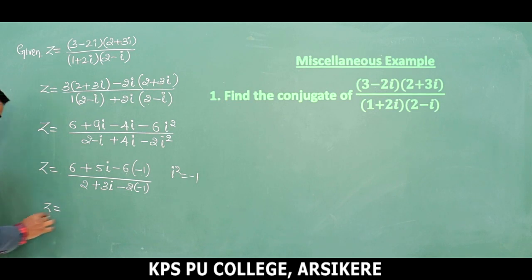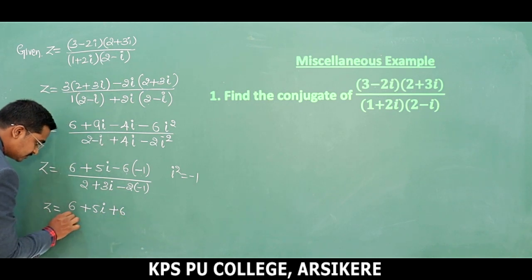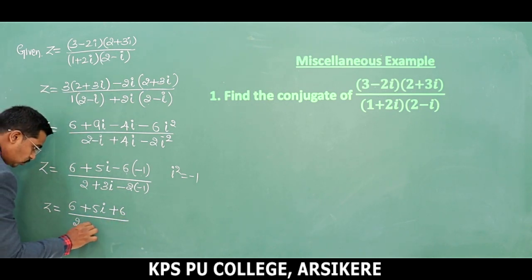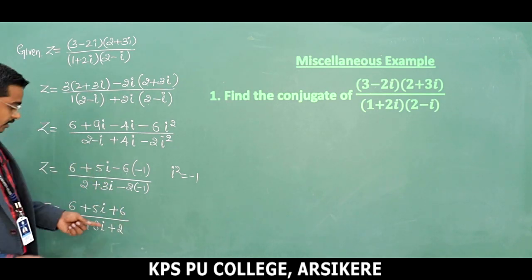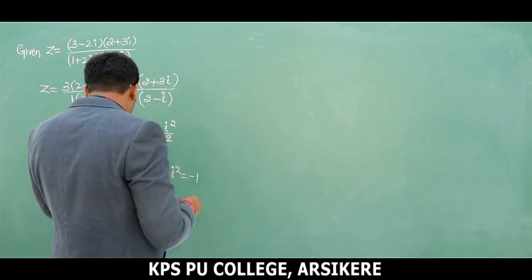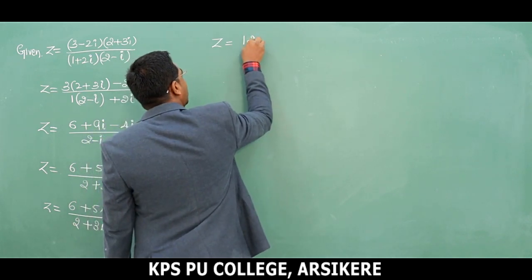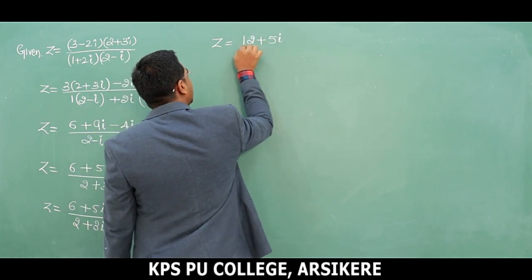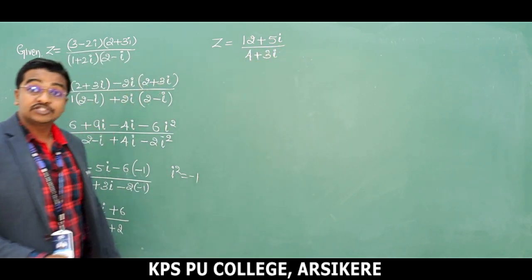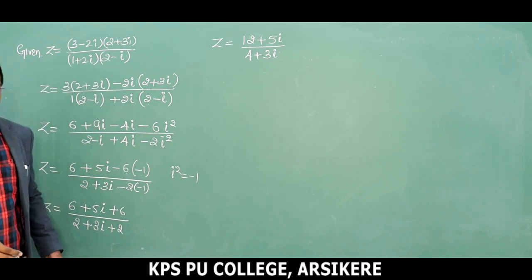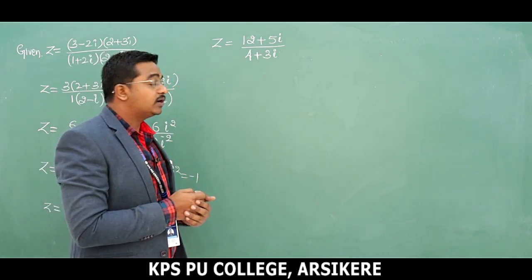Next, z is equal to 6 plus 5i plus 6, whole divided by 2 plus 3i plus 2, since minus into minus becomes plus, you get plus 2. Then z is equal to 6 plus 6 is 12, so 12 plus 5i whole divided by 4 plus 3i. 2 plus 2 is 4, and we are left with 3i.